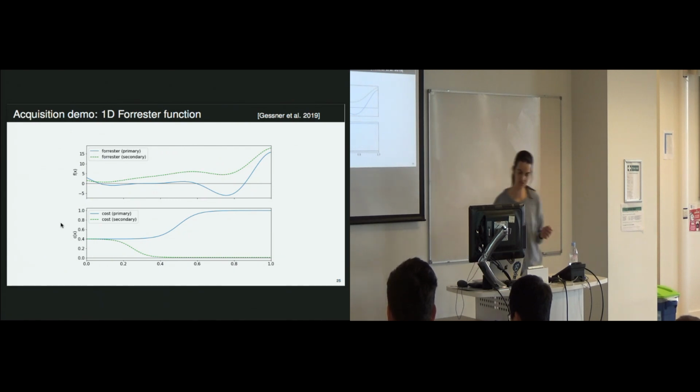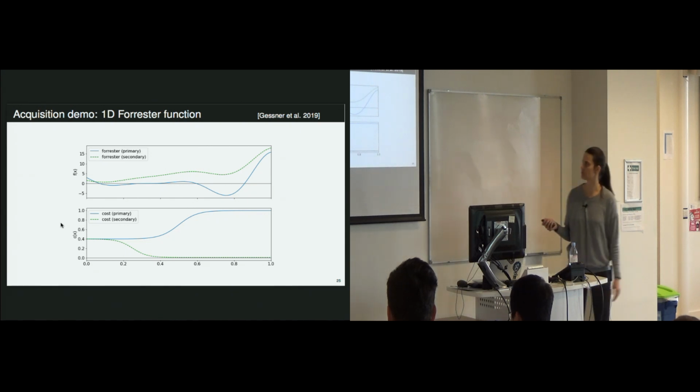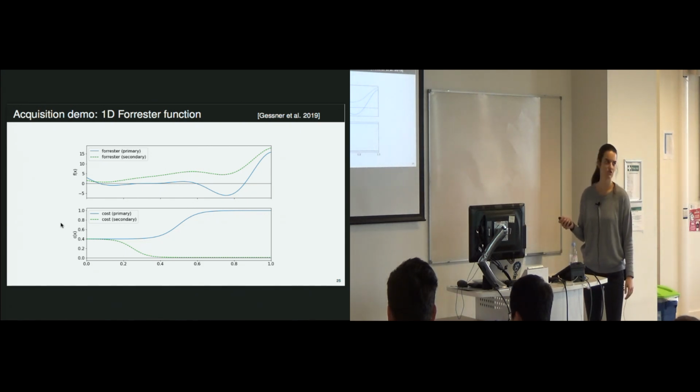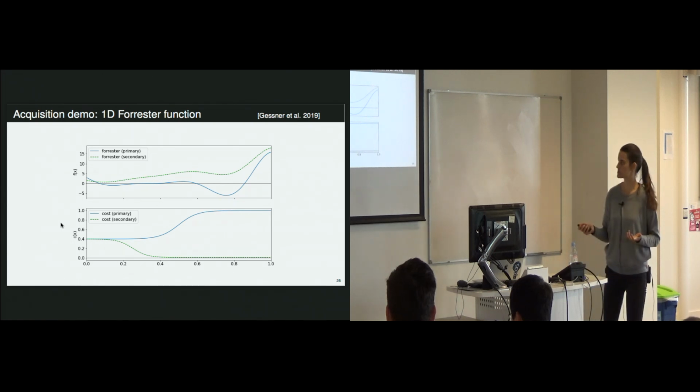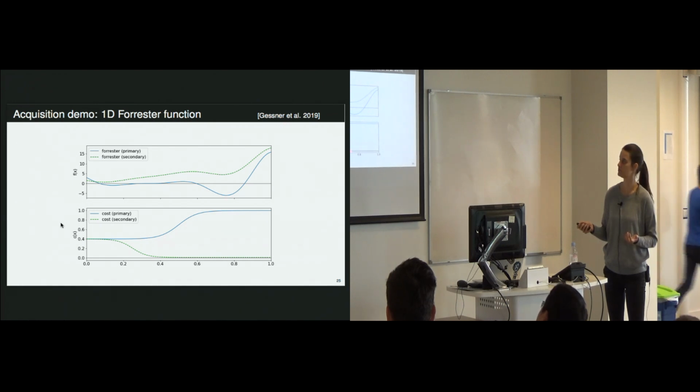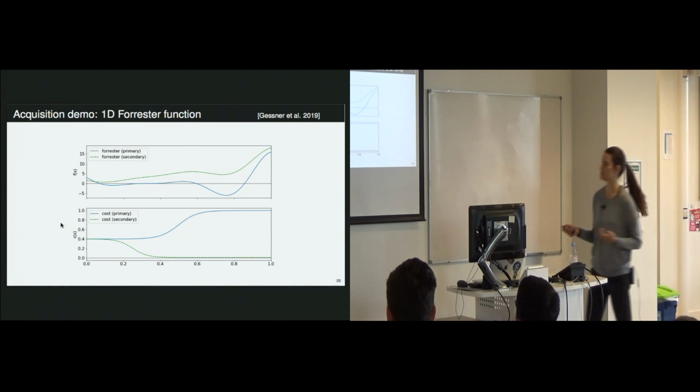Okay, one-dimensional demonstration of the algorithm at work. This is the Forrester function, which is well known. The Forrester function is in blue, and some kind of secondary source we can assume is this dash line. And below here, I've just plotted some synthetic cost values. This dash line doesn't go to 0. It's just very small here. And on the left side, they have the same cost, and on the right side, the cost differs a lot.